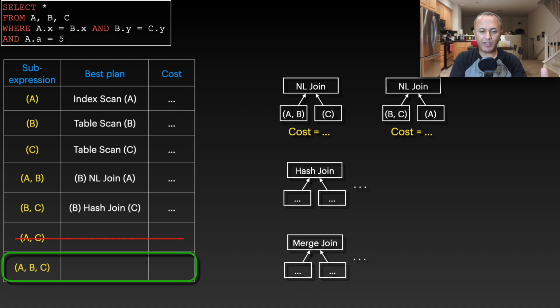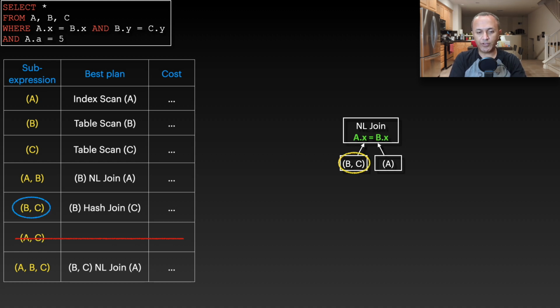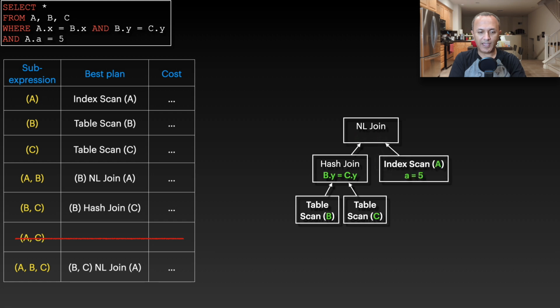Let's say with all of that, we decided that the best one was nested loop join with BC on one side and A on the other side. So now that we found all of this, we can start building the final plan. Starting from A, B, and C, the best plan is nested loop join, BC on one side and A on the other side. Okay, so what is the best plan for B and C? We already have that. That's the hash join with B on the outer side and C on the inner side. Okay, so what's the best plan for B? That's a table scan. The best plan for C is also a table scan. The best plan for A, that was the index scan. So now we have the full plan, and we can just take that to the execution engine and run it.